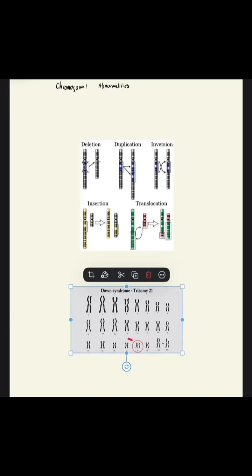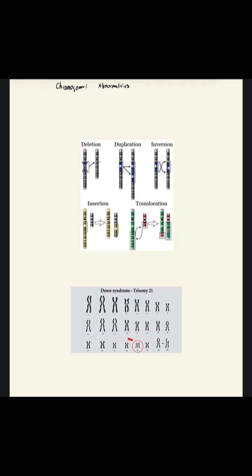Hello everyone. Today we're going to be talking about chromosomal abnormalities. So, meiosis is a precise process, but errors can occur, and when they do, they result in chromosomal abnormalities that have significant consequence on the offspring.